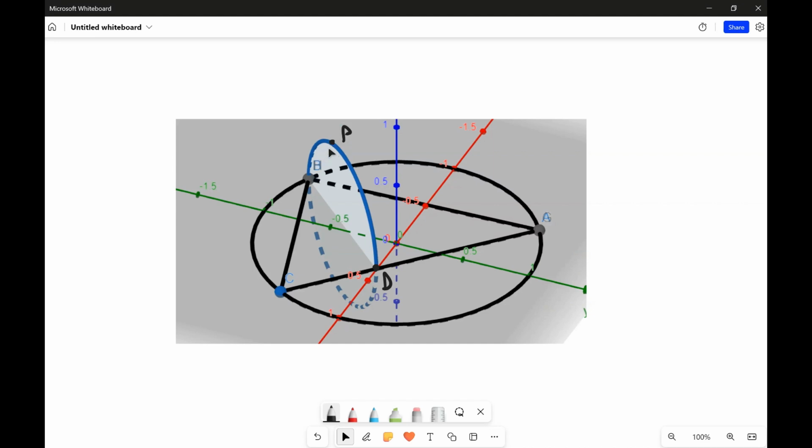In particular, because P lies on this circle with diameter BD, its projection onto the xy plane must lie on the line BD. Well, because this argument is symmetric, we know that P lies on the other altitudes as well, and therefore the projection of P onto the triangle is the orthocenter, as we claimed.